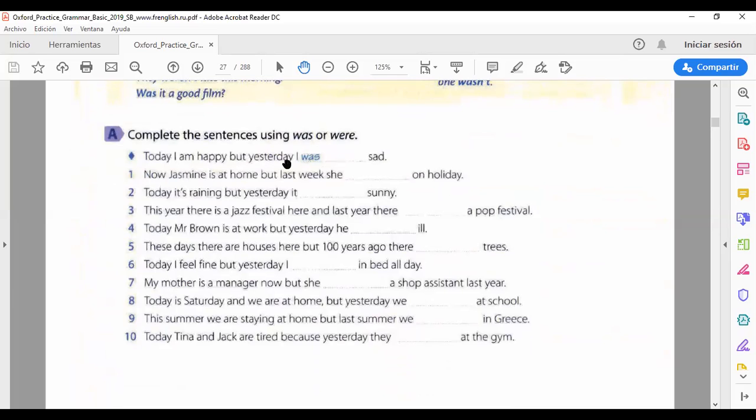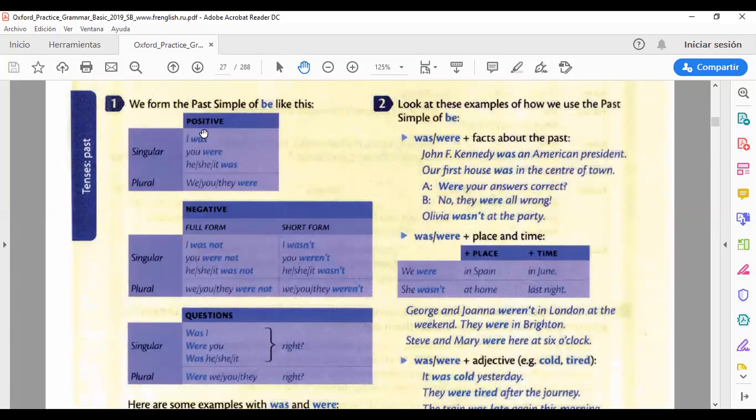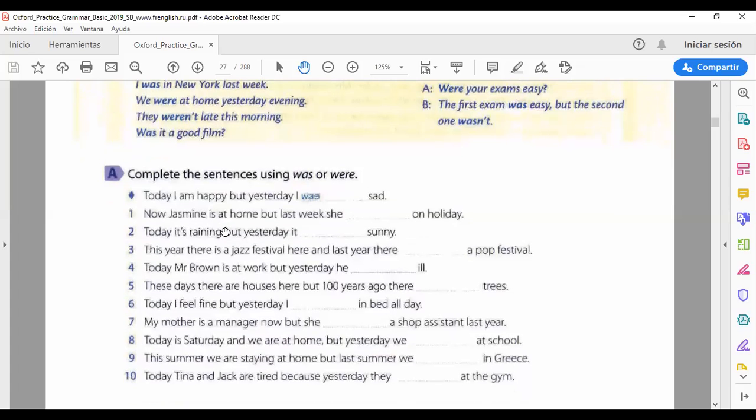Today I'm happy, but yesterday I, because we have I right here, we have to use was. I was sad. Now this one right here. Now Jasmine is at home, but last night she on holiday. So the question is, the answer is was, because I'm talking about one singular person, in this case, a girl.